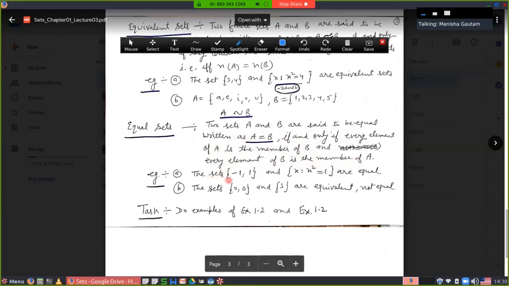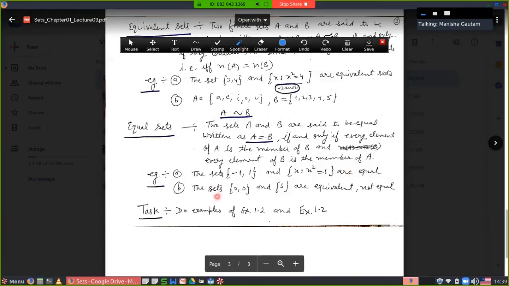Here's an example. The first set has elements minus 1 and 1, and the second set is all the elements x such that x square is equal to 1. x square equal to 1 means what? Minus 1 squared is 1, and 1 squared is 1. It means here are two elements, minus 1 and 1. In the previous set it is also written minus 1 and 1. Two elements are in the first set, two elements in the second set, and both are the same. So these sets are known as equal sets. It means you have to check the order as well as the elements; they must be the same. Then the sets are equal.